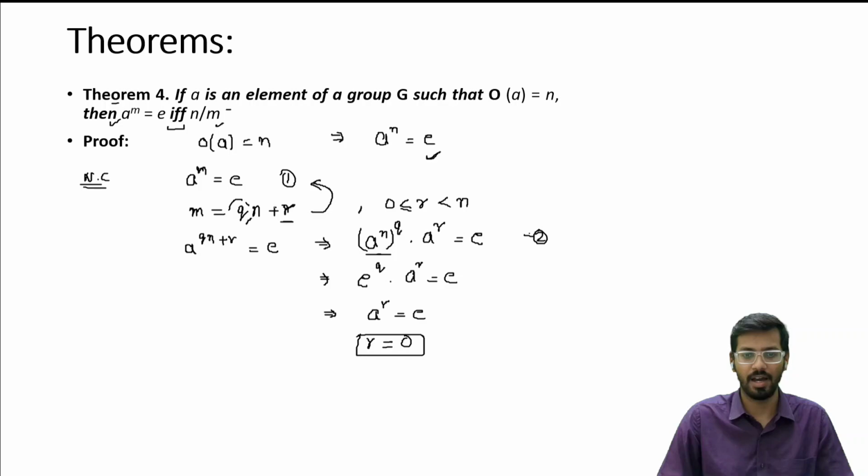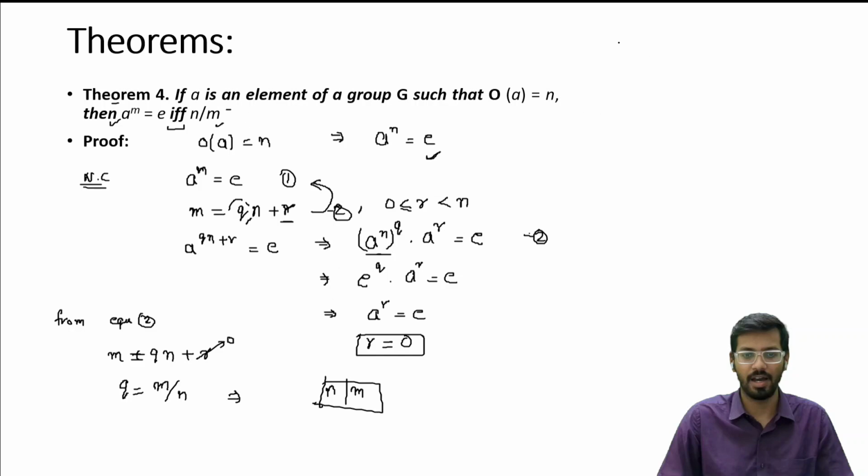So from this equation, suppose this is equation 2, from equation 2 we can say m is equal to qn plus r, where r is 0. So from this we can say q is equal to m by n, or we can say n divides m. So one part is proved.